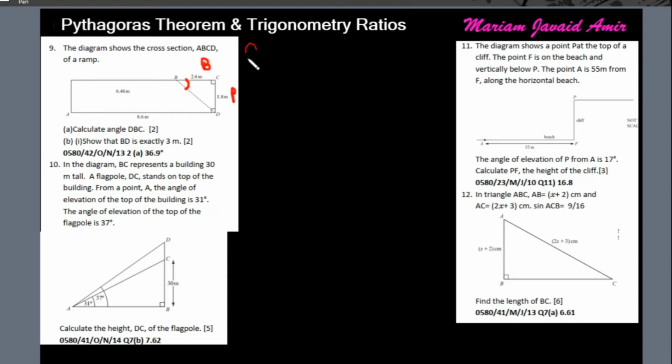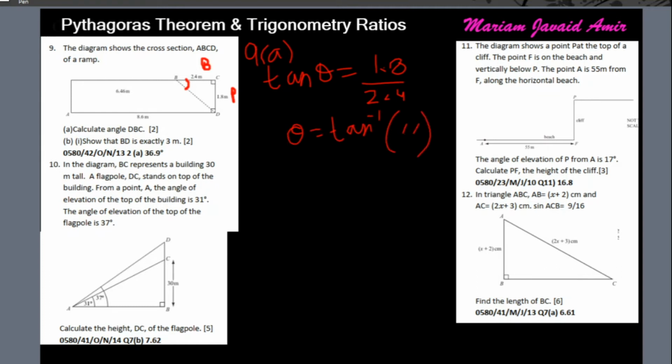For part 9A, we'll be using tan theta equals perpendicular over base. So theta will be tan inverse of this fraction. In our calculators we will enter tan inverse 1.8 over 2.4, which gives us 36.86 degrees.